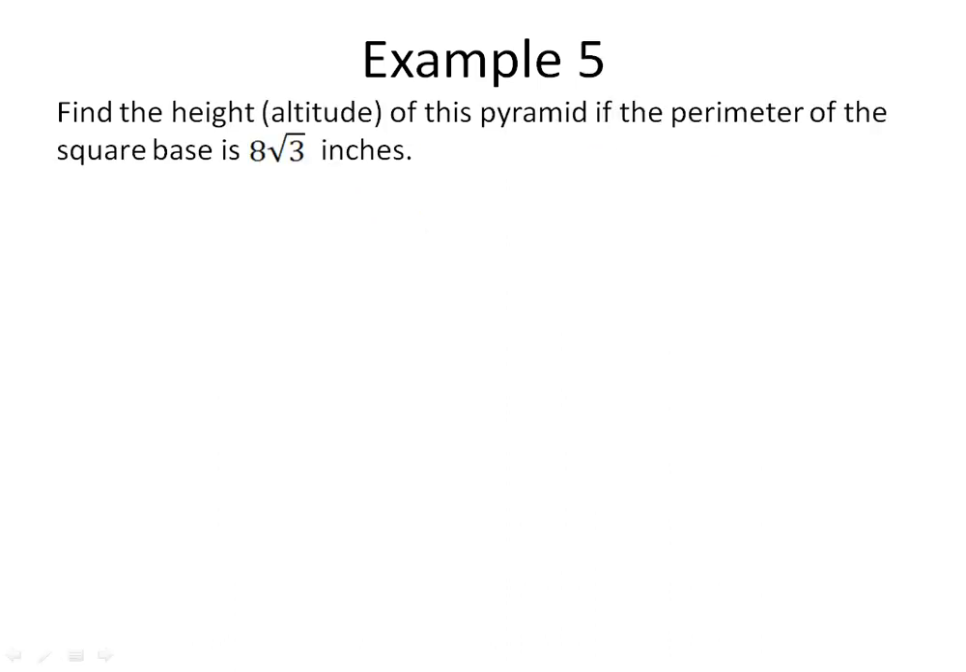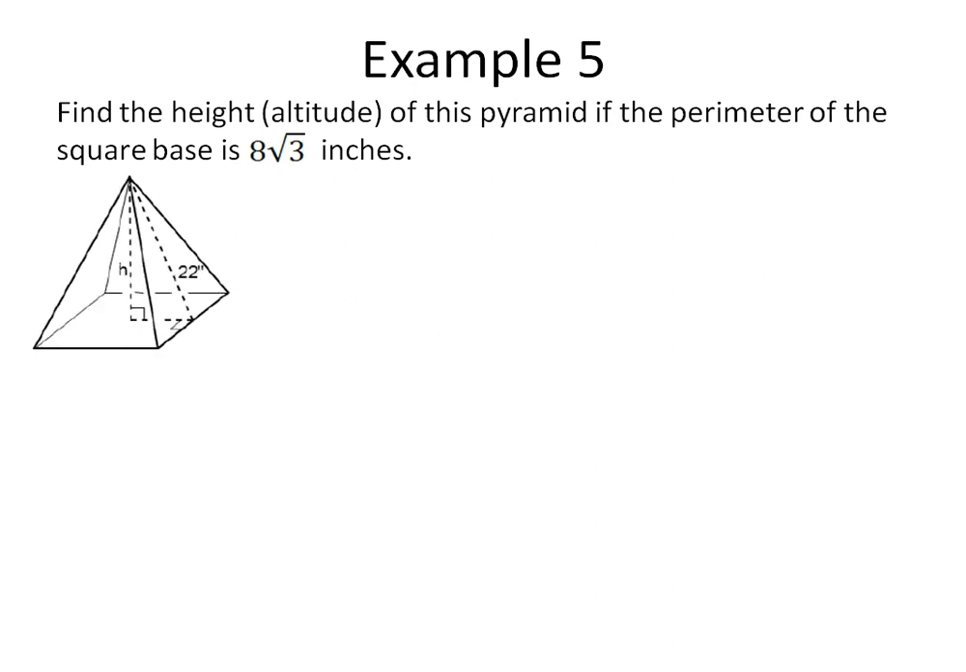Okay, example 5, and this is the last one for this lesson. This time we're going to kind of reverse the process from example 4, because they want us to find the height or the altitude of this pyramid if the perimeter of the square base is 8 square root of 3 inches. Okay, so the first thing we do is we divide by 4 to find out what each side is. We were told that the slant height here is 22 inches, so we need to find out how far this little piece at the bottom of this dotted triangle is.